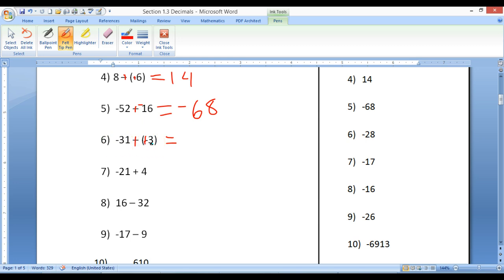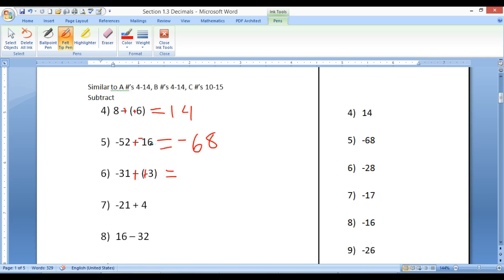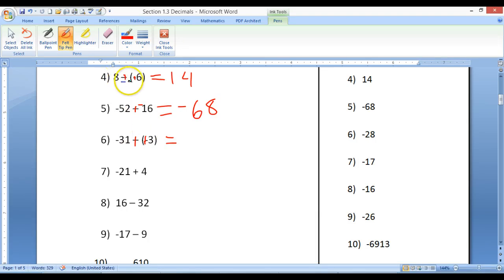So here we actually have two opposite values. So far we had positives, here we had negatives. Now I have a negative and a positive. Whenever you have a negative and a positive, after you've done the addition sign, this is where you actually subtract because they're opposite. So you subtract, you find the difference between the 31 and the 3, and then you take the sign of the bigger number. So here I have 31 and a 3.